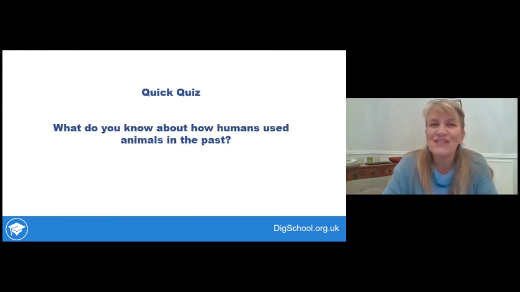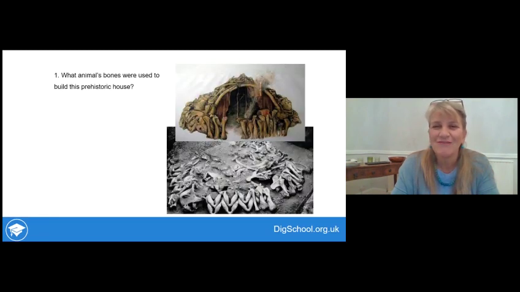So first of all, just a quick quiz. Just a few questions, write down the answers in your workbook. We'll go through them one by one. Give yourselves a point for every correct answer. So first of all, which animal's bones were used to build this prehistoric house?